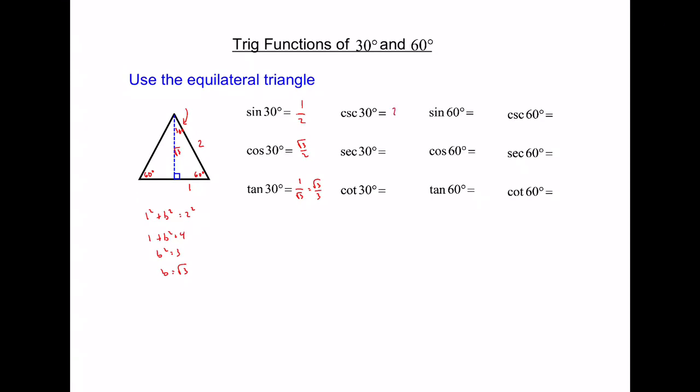And then to do cosecant of 30 is reciprocal of sine. Secant of 30 is reciprocal of cosine, so that's 2 over the square root of 3, which rationalizes to 2 square roots of 3 over 3. And then cotangent of 30 is reciprocal of tangent, which is the square root of 3.